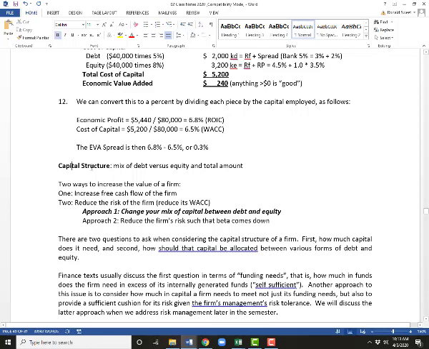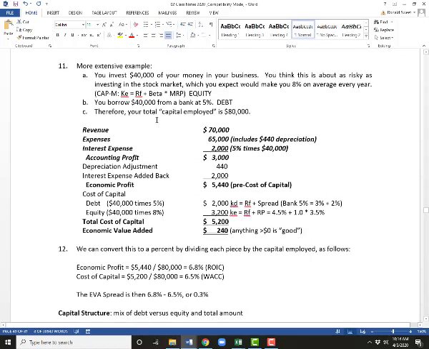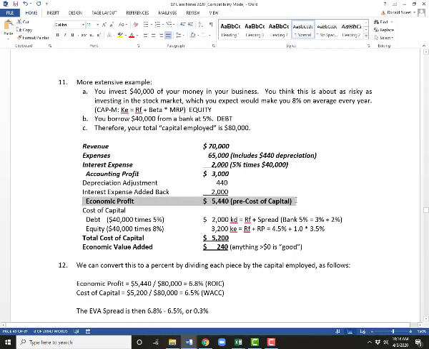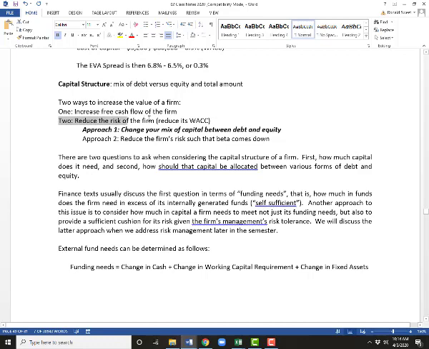But let's see if we can make this easy to understand. So first of all, this is one of the most important things in the entire class right here. There's two ways to increase the value of the firm. One is to increase the free cash flows of the firm. That is, get this economic profit higher. The second approach is you reduce the risk of the firm and thus reduce its cost of capital. So if you reduce the cost of capital, the firm value goes up.